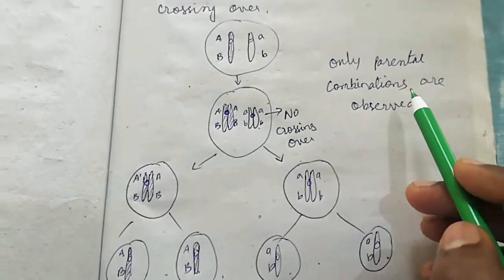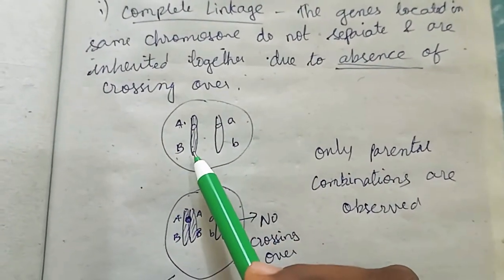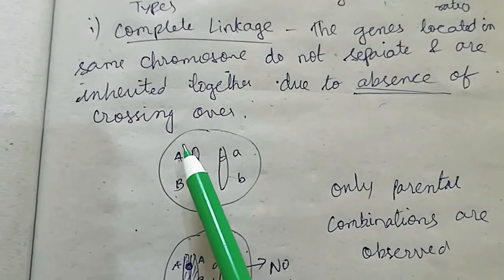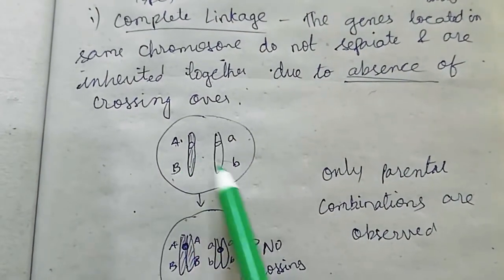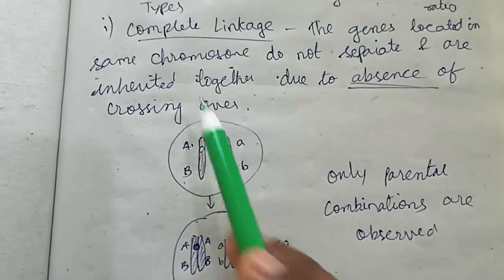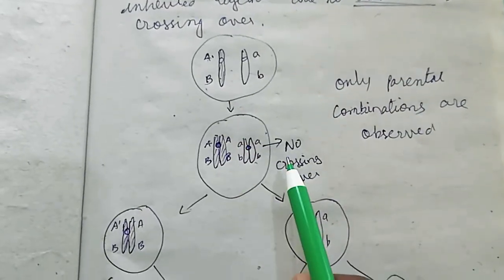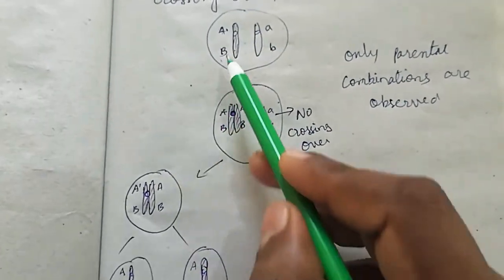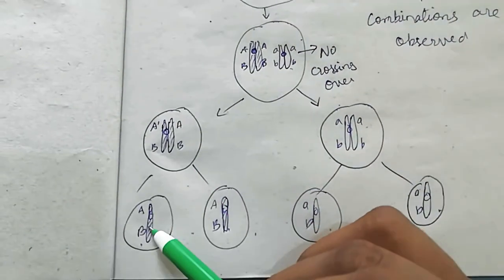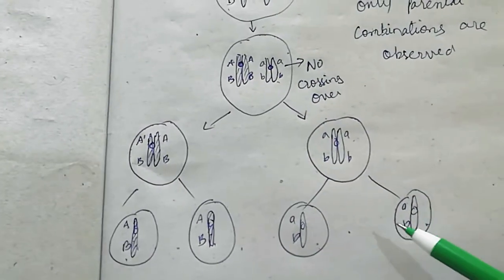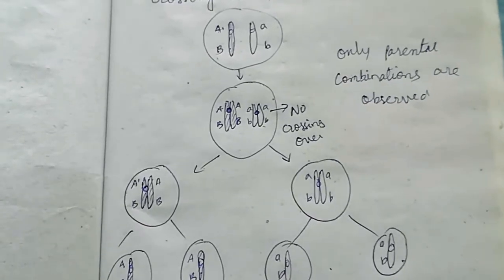There is no recombination. If two different genes are located on the same chromosome, they do not separate. If they separate, then only recombination takes place. So in complete linkage the genes are not separating, therefore there is no crossing over. The parental genes are only carried to the next generations, so the next generation is again only dominant, only recessive. This is what is observed in complete linkage.